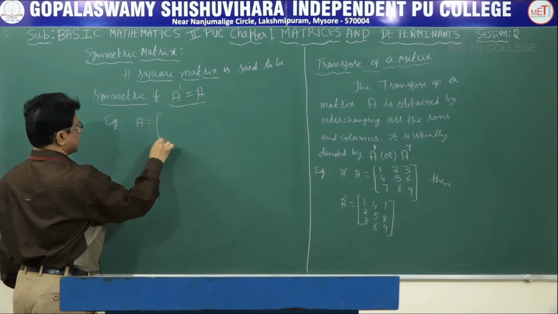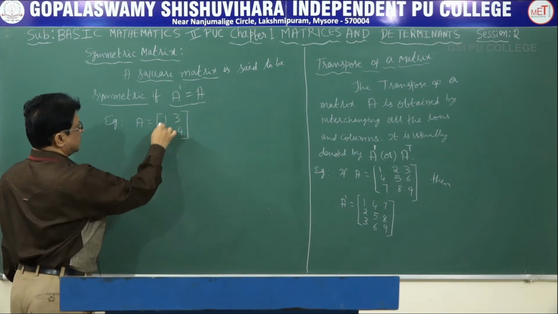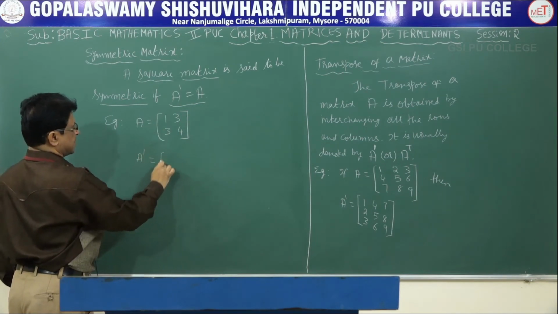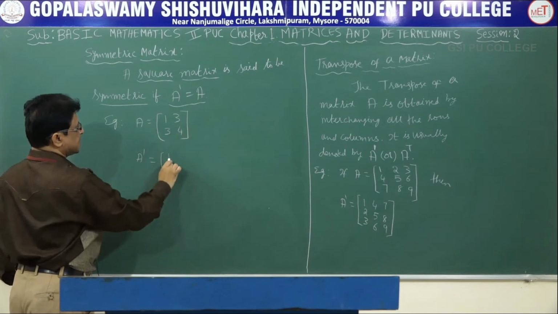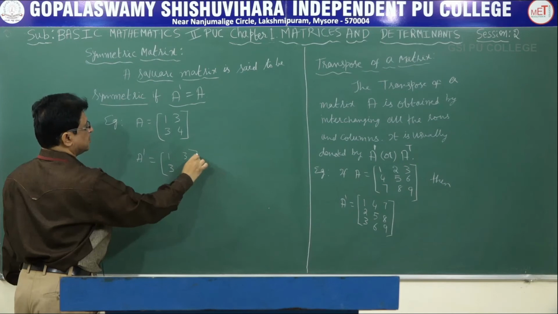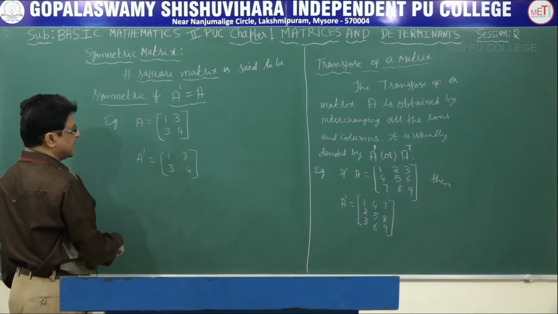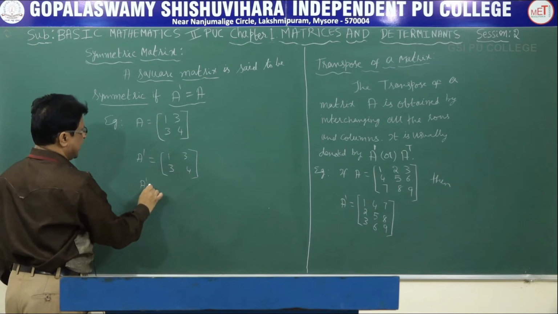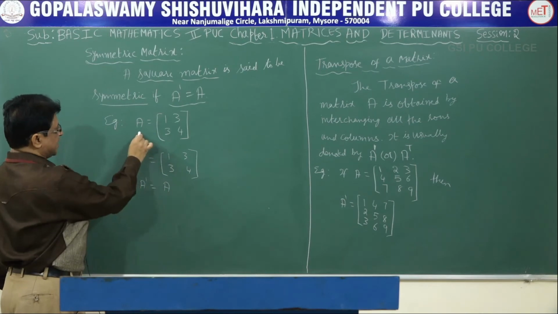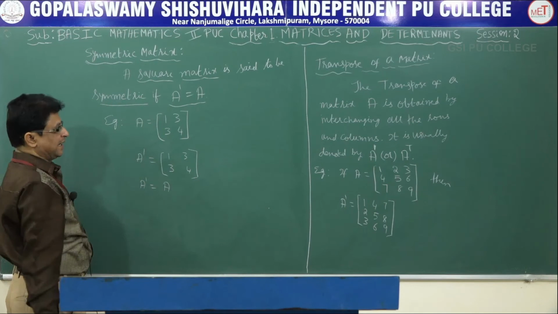A equals 1, 3, 3, 4. Let us take the transpose of this matrix. The first row becomes first column and the second row becomes the second column. So here if you observe, A dash and A are one and the same, that is A dash equals A. Then we can say that the matrix A is a symmetric matrix.